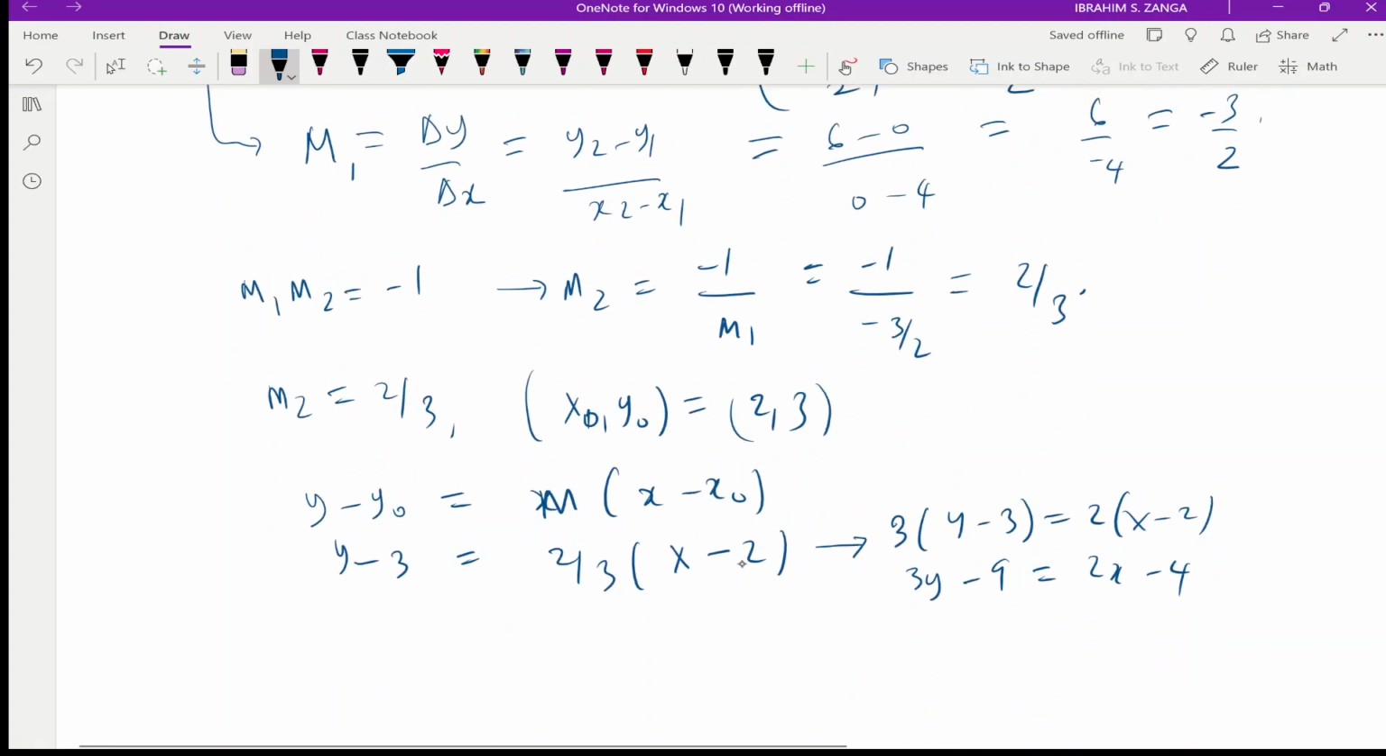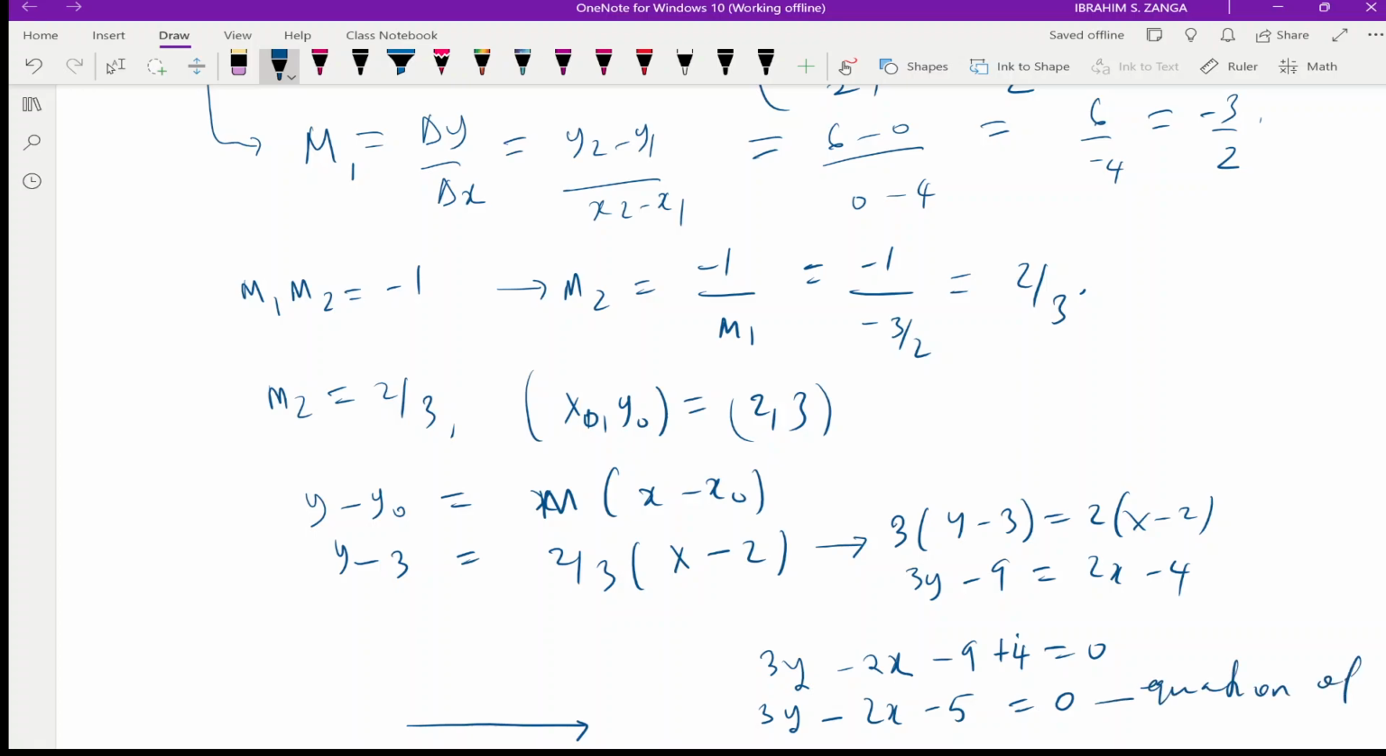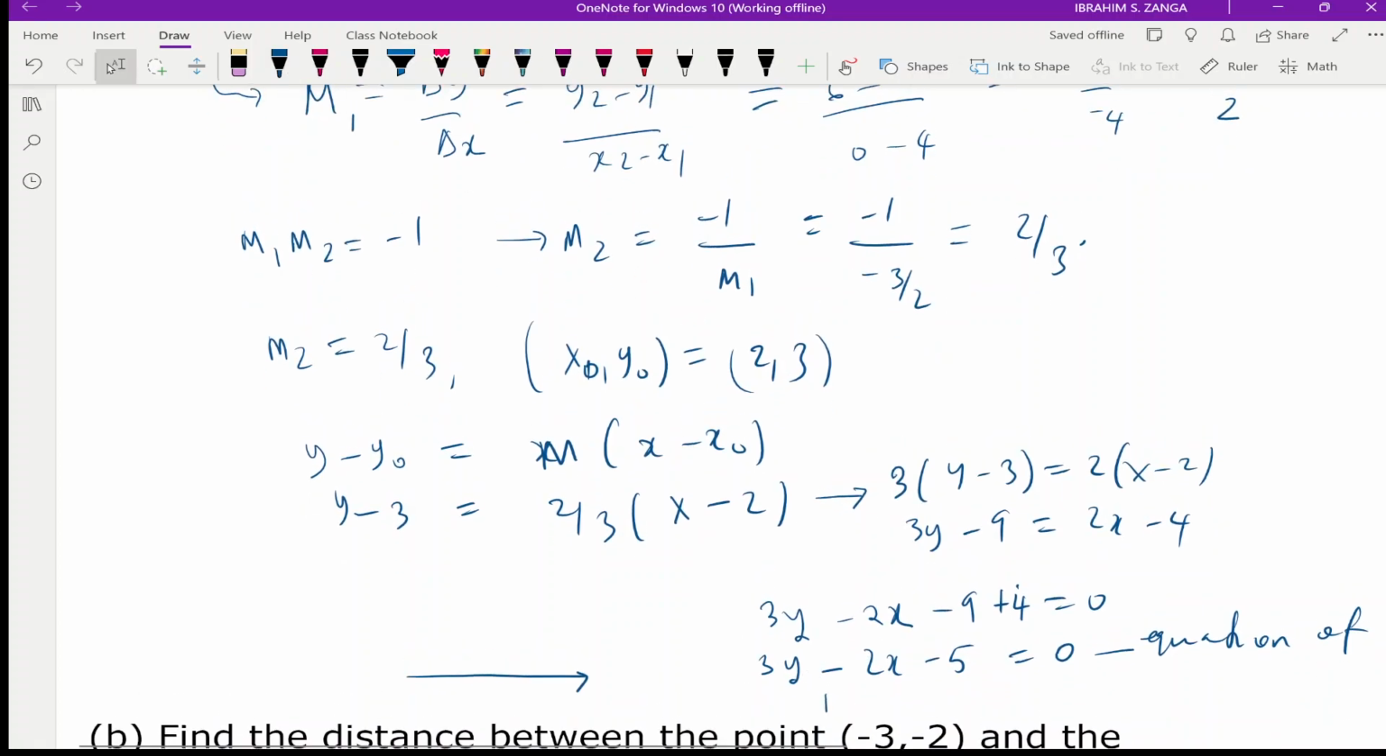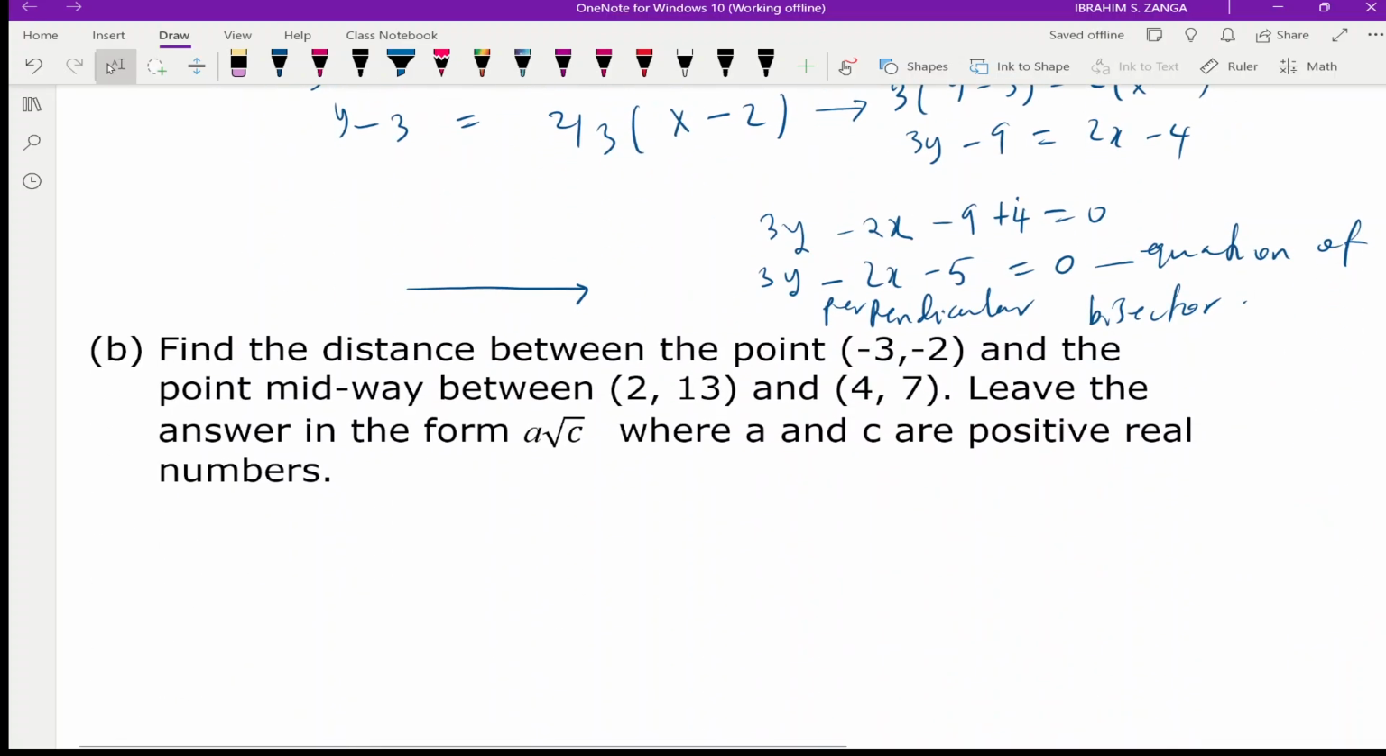We're going to collect all of them together, so we'll have 3y minus 2x minus 9 plus 4 equals 0. Eventually the equation will be 3y minus 2x minus 5 equals 0, dear students. So this is the equation of the perpendicular bisector.